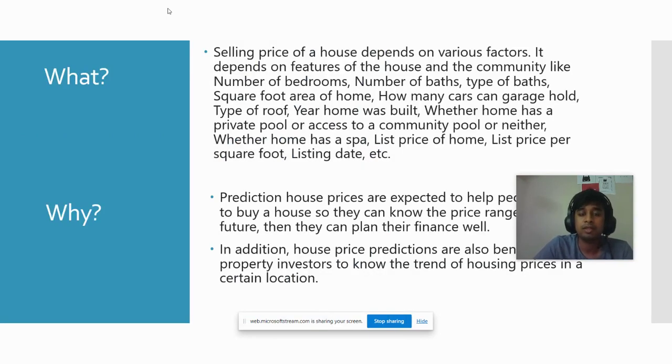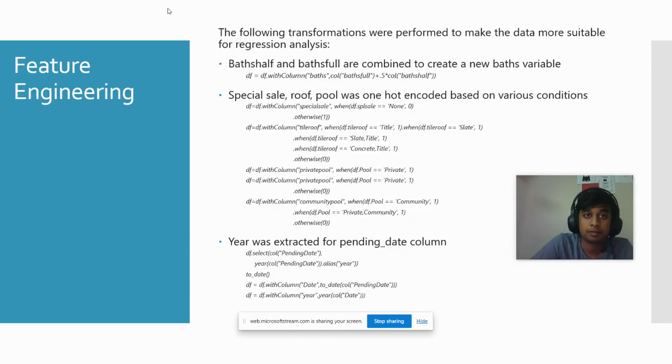Initially we considered the features of the house, such as the number of bedrooms it has, the number of baths, the type of baths, how many car garages it has, and also features like the list price of the house when it was listed for selling and when it was listed, etc. Predicting house price is not only important for buyers, but also for real estate developers who can price it correctly, and for the banks who give loans for it.